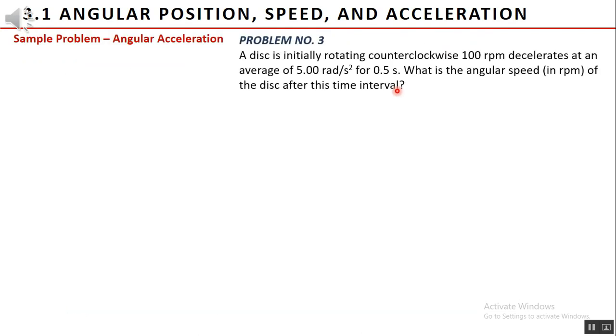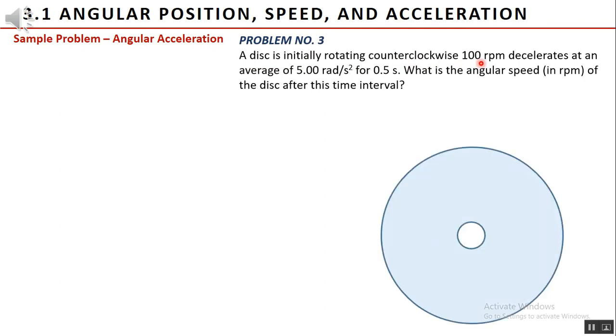Now let us give an example of angular acceleration. Problem number 3. A disk is initially rotating counterclockwise at 100 revolutions per minute, and decelerates at an average of 5 radians per second squared for 0.5 second. What is the angular speed, in RPM, of the disk after this time interval?